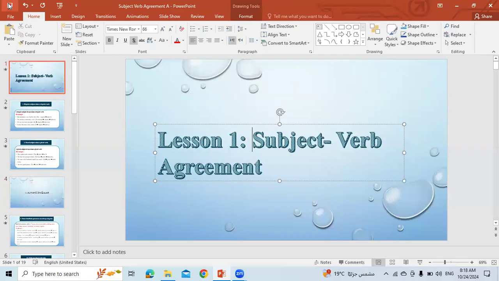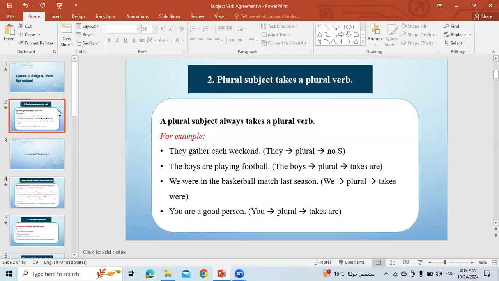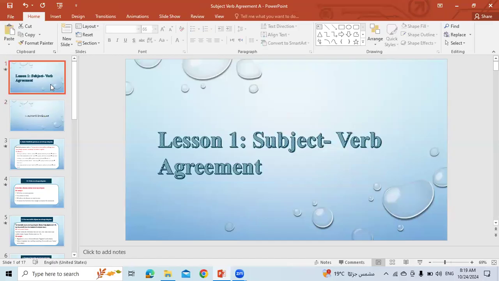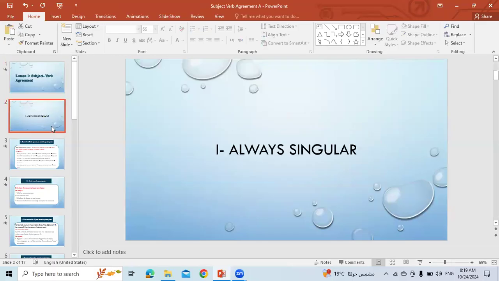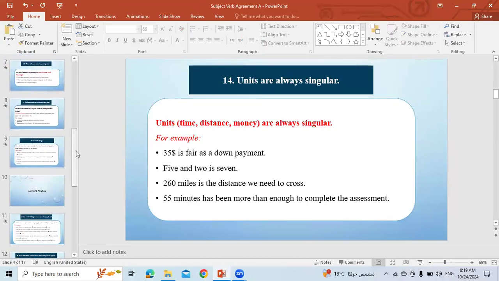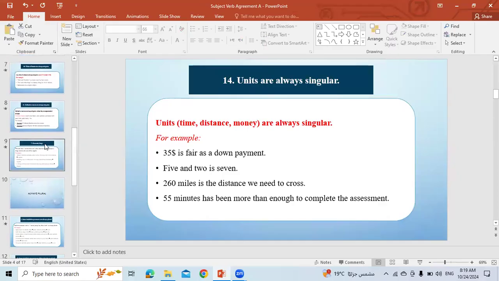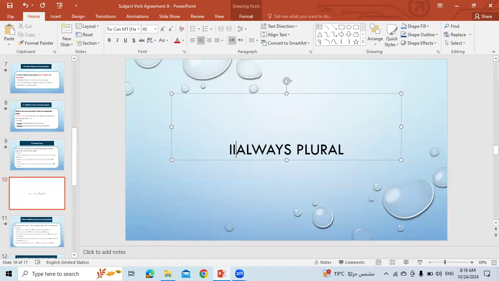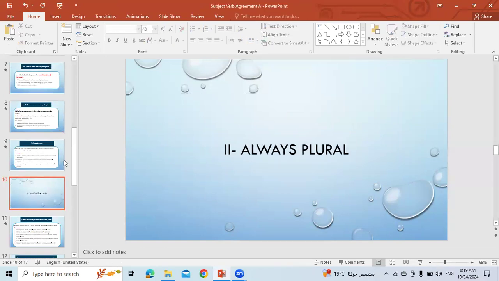When you want to copy this lesson in your copybooks, you write the title, subject verb agreement, which is lesson 1. Fine? And then we can go directly to number 1, always singular. So you write lesson 1, subject verb agreement. You write number 1, Roman numbers, always singular. Can you send it as a PDF? Yes, you can send it, I will send it. Can I print it? Yes, you can print it, dear. No problem. Then you can write number 2, always plural.